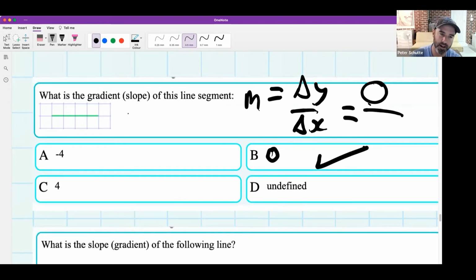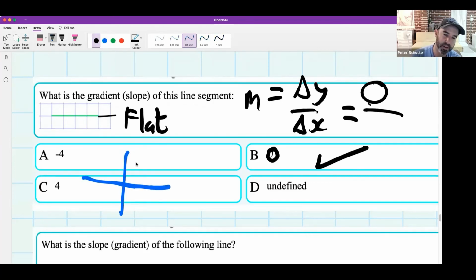The other way of thinking about this is it's flat. If it's completely flat, it has no gradient. It's 0. However, those of you who answered D, you're probably thinking of this type of line. If the line is straight up, a vertical line, then we say the gradient is undefined. But if it's completely horizontal, we say the gradient is 0. That's just something to bear in mind. But the answer here would be B.